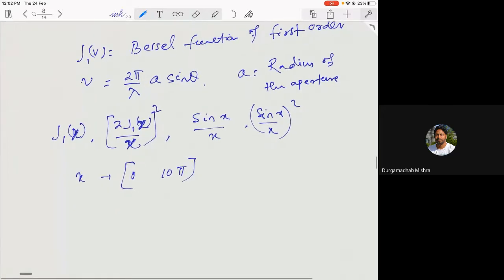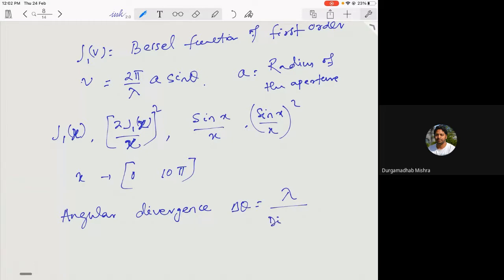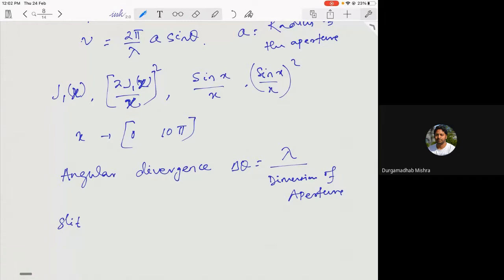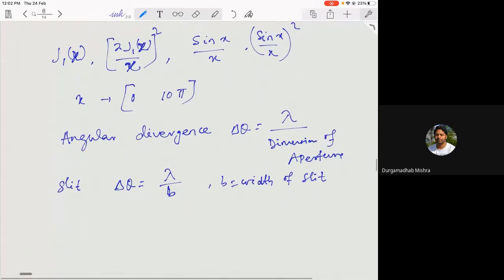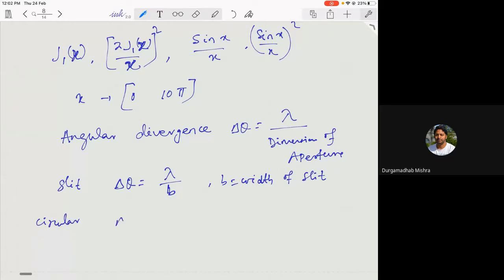With diffraction there is always an associated angular divergence, known as delta theta, which is given by lambda divided by the dimension of the aperture. If I take a slit, this angular divergence would be lambda by b, where b is the width. For a circular aperture, delta theta would be equal to lambda by d, or 2a, where a is the radius of the aperture. This is the angular divergence that you would expect for any beam when it is getting diffracted.